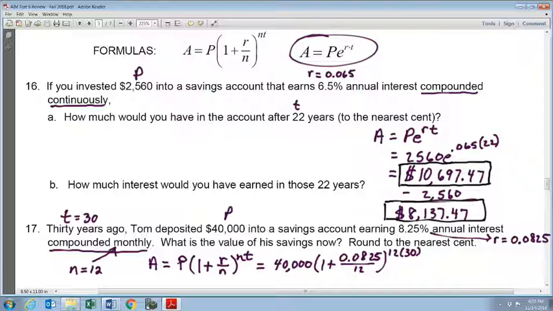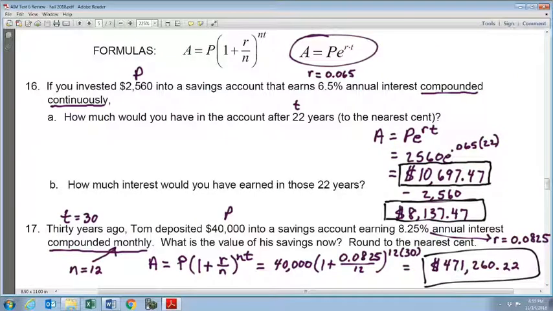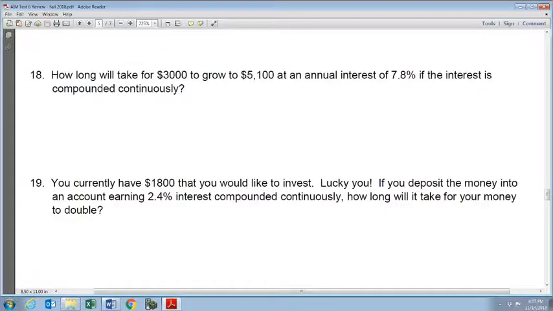So again, make sure you're getting your numbers in the right place, but then it's just a matter of putting this into your calculator correctly. You get $471,260.22. So after 30 years, that money will grow quite a bit. This is the power of compounding. The only problem is it's hard to get interest rates like that these days. That's why so many people put their money into the stock market. Let's move on to the next problem here.